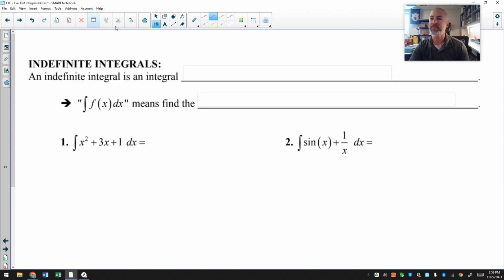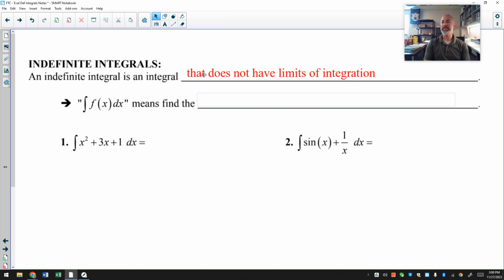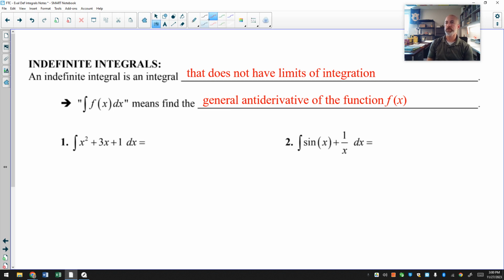So let's talk about definite integrals and indefinite integrals. If we have definite integrals, then it makes sense that there will be an indefinite integral as well. An indefinite integral is any integral that does not have the limits of integration. With a definite integral, the limits of integration tell you the x coordinates between which you are calculating area. And if you see an indefinite integral, it simply means find the antiderivative of the function f of x. So we're just finding general antiderivatives. If we are down to evaluating definite integrals, then you should be able to find indefinite integrals.